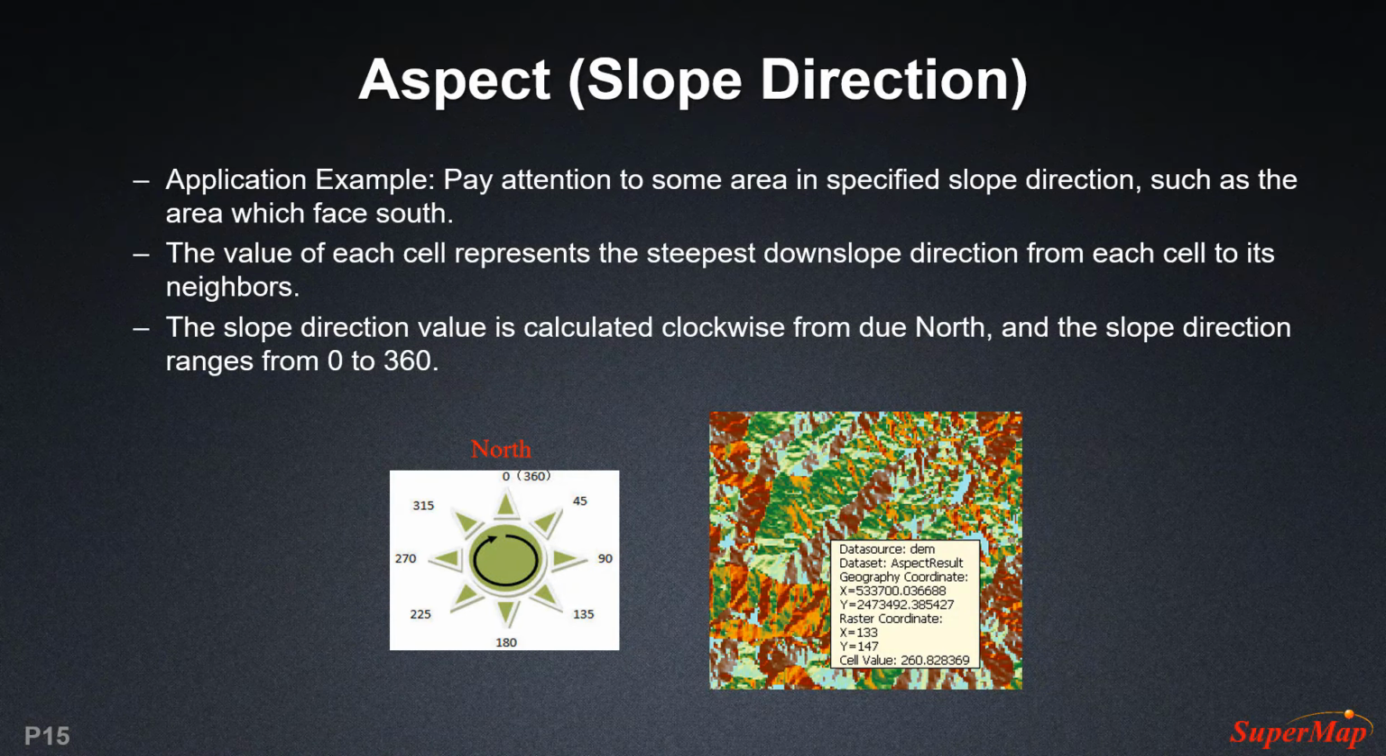Right, so we will now talk about aspect, meaning slope direction. An example would be paying attention to some areas in specified slope direction, such as the area which faces south. The value of each cell represents the steepest downslope direction from each cell to its neighbors. The slope direction value is calculated clockwise from due north, and the slope direction ranges from 0 to 360 degrees.